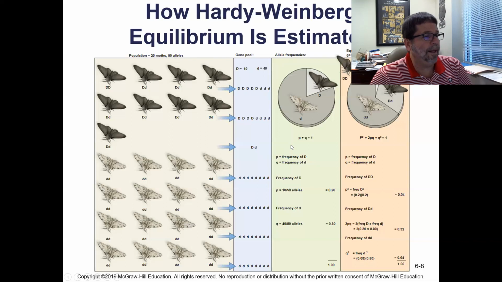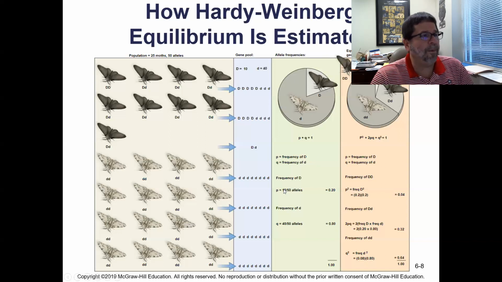Okay, now put that in our equation here. So 40 out of 50 would be what? 80%, right? So the big D is 40 divided by 50, which is 80%, and 10 divided by 50 is 20%. So our Q is 0.8, and our P is 0.2, representing 80% and 20%.